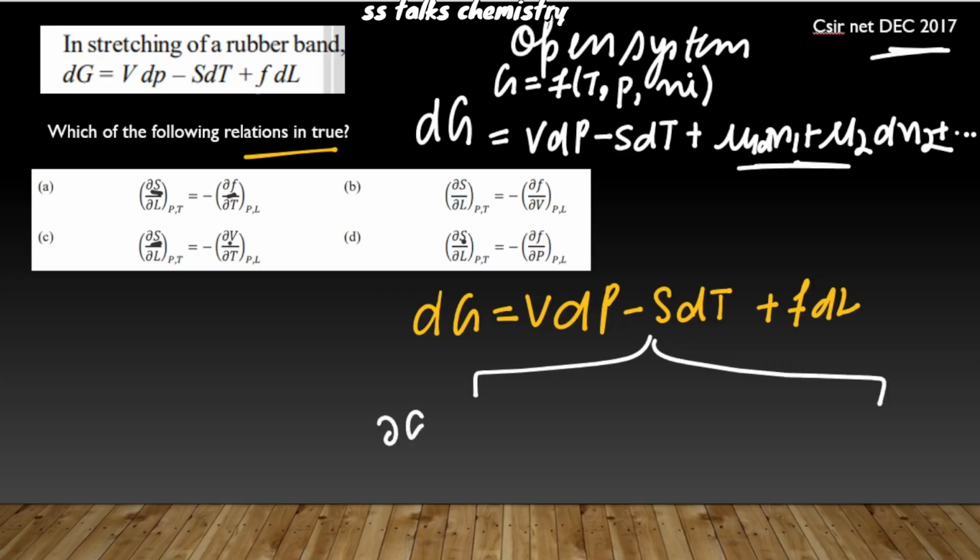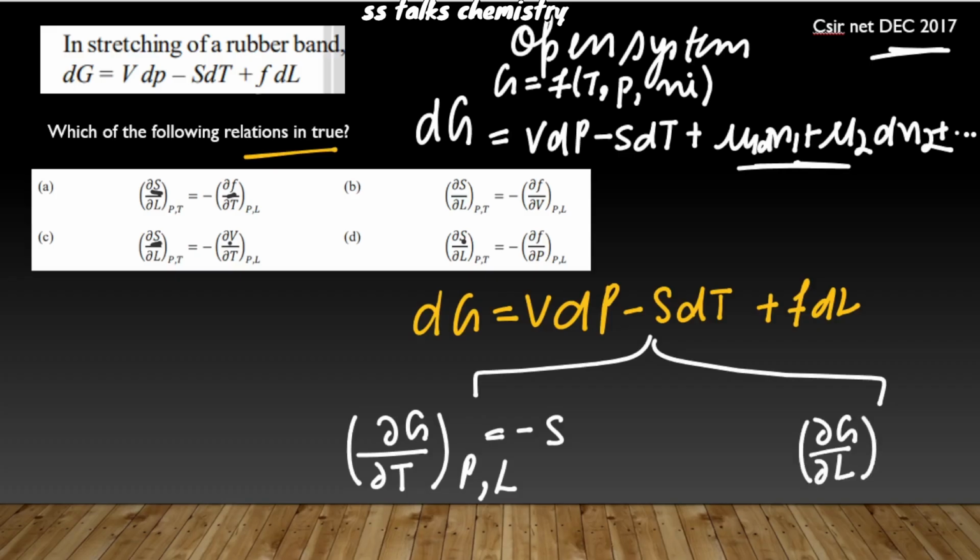If I take the partial differentiation of del G by del T at constant pressure and L, this is going to give me the entropy value, right? Similarly, for the f value I have to find it. That is going to be del G by del L at constant pressure and temperature. This is going to give me the f value, right? So now S and f I have got.